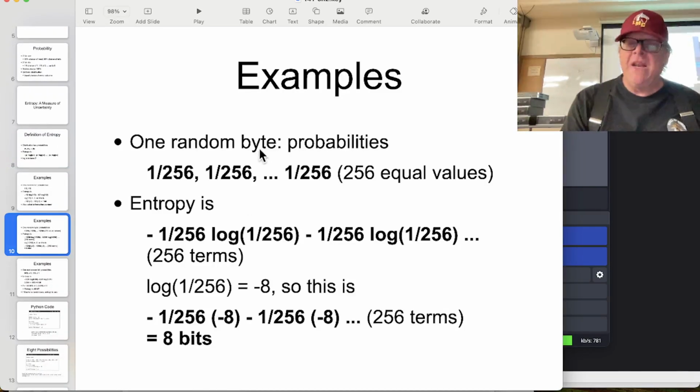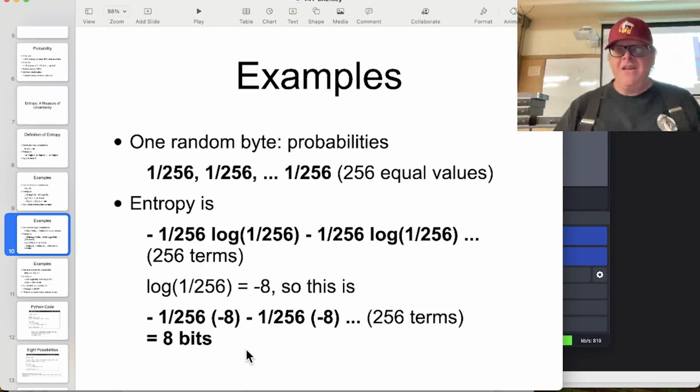And so if you have a random byte, you have 256 possible bytes. Each one of them has a 1/256 chance of hitting. So the entropy is 1/256 times log of 1/256. This log is minus 8 because that's 2 to the 8. So it's minus 8/256, but there are 256 terms, so you get 8 bits. This is why Shannon entropy is logical. A random byte has 8 bits of information. It takes 8 bits to specify it.